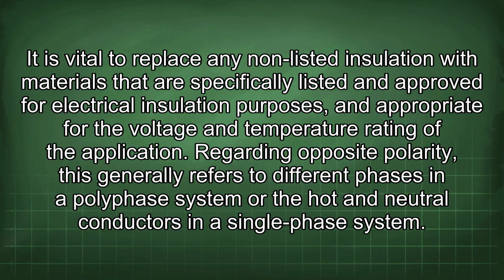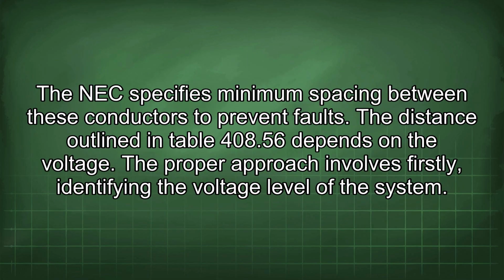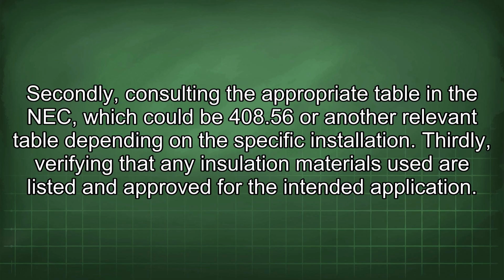Regarding opposite polarity, this generally refers to different phases in a polyphase system or the hot and neutral conductors in a single-phase system. The NEC specifies minimum spacing between these conductors to prevent faults. The distance outlined in Table 408.56 depends on the voltage. The proper approach involves, firstly, identifying the voltage level of the system. Secondly, consulting the appropriate table in the NEC, which could be 408.56 or another relevant table depending on the specific installation. Thirdly, verifying that any insulation materials used are listed and approved for the intended application.